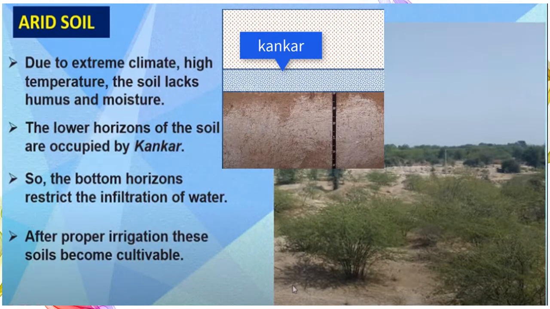Due to the dry climate and high temperature, evaporation is faster and the soil lacks humus and moisture. The lower horizons of the soil are occupied by kankar because of the increase in calcium content downwards, which you can see in the picture. This calcium content will hinder the infiltration of water. So water will not seep inside the soil and will be retained for a longer time, which leads to fertility of the soil. After proper irrigation, these kinds of soils also become cultivable. Actually, these arid soils are not fertile, but if you provide proper irrigation and proper doses of chemical fertilizers, you can make this soil cultivable.